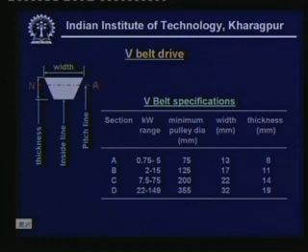This is for the V belt drive, and you know that the V belt specifications are as given over here. There are 4 types of sections mainly, and I also told you that there is an E section present. Depending upon the kilowatt range, one has to select the typical belt for use.